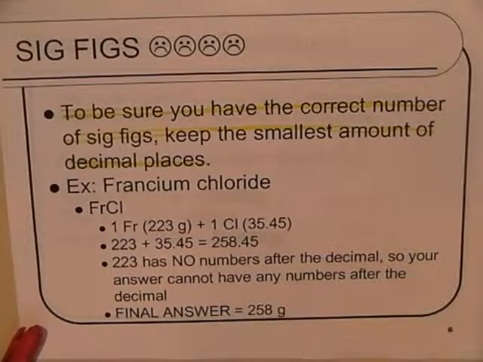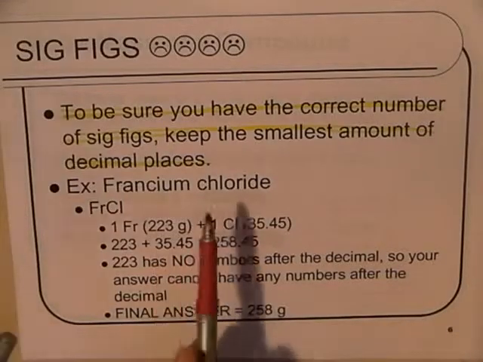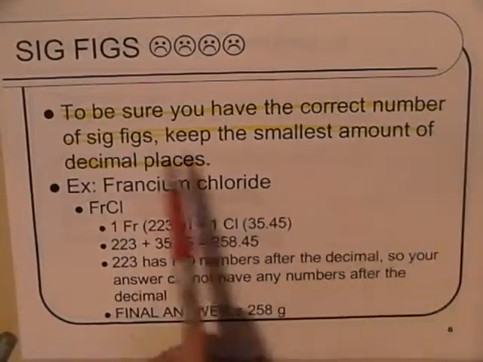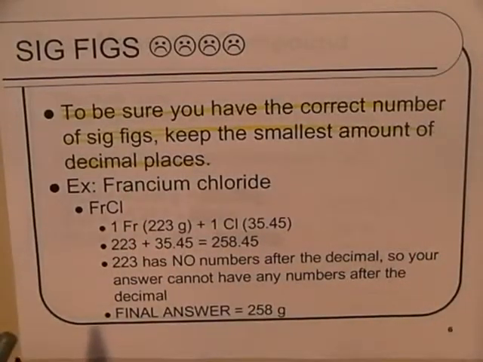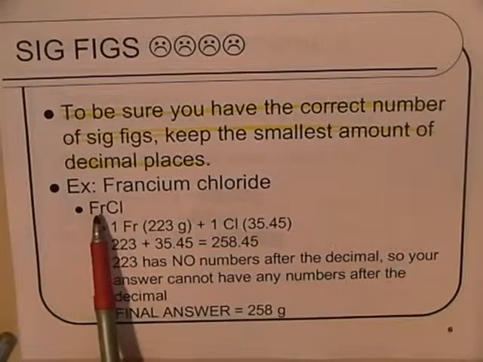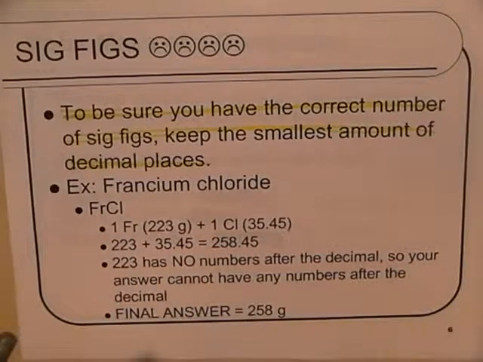Okay, there's only a few elements on the periodic table that I give you that don't have 2 places past the decimal. If that comes up, just remember to follow your significant figure rules. Keep the smallest amount of decimal places, because we're adding. Remember, in adding and subtracting, you keep the smallest after the decimal. That's really all I'm reminding you of. So let's say I give you francium chloride. Francium chloride is FrCl.